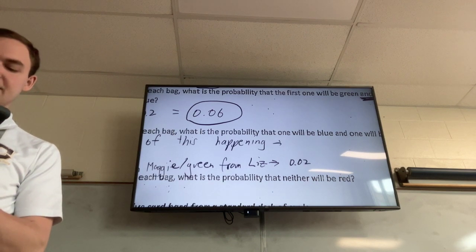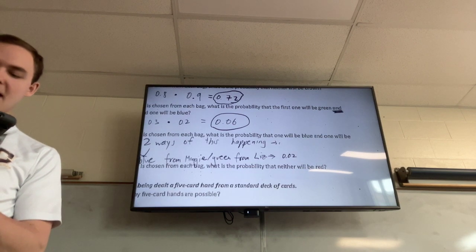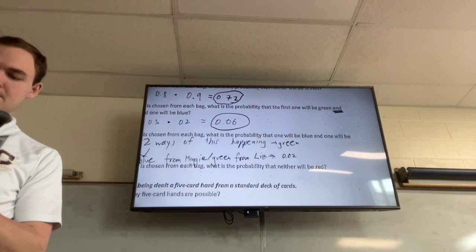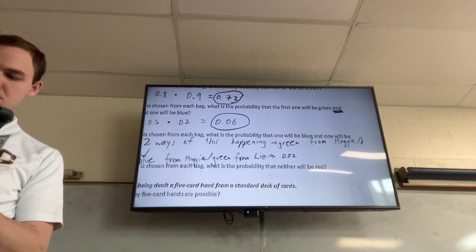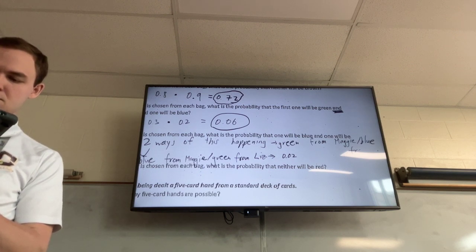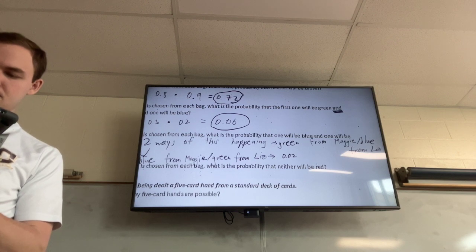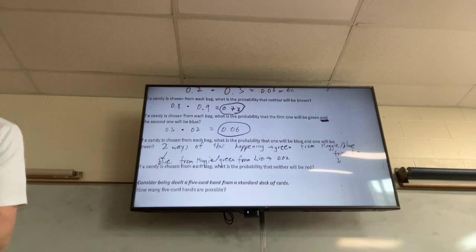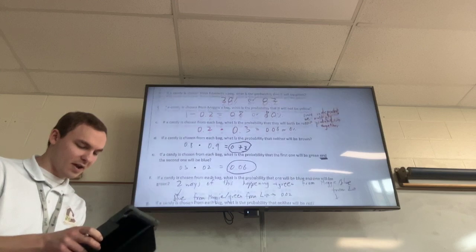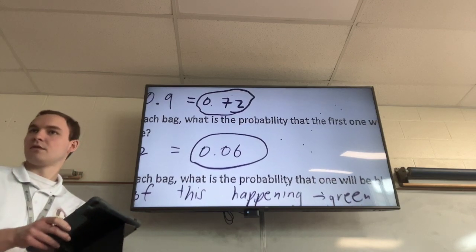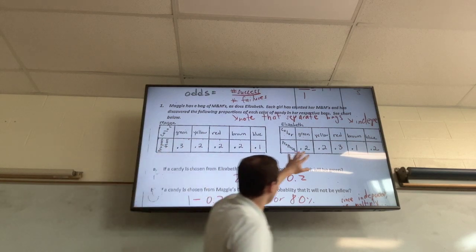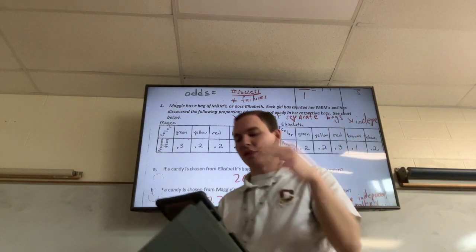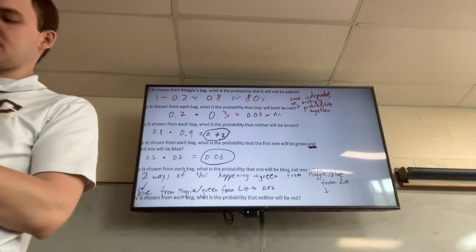Second way is vice versa: green from Maggie and a blue from Liz. What's that probability? We just did that right here, right? 0.06. Green from Maggie, blue from Liz: 0.3 times 0.2 gives us 0.06. Okay.